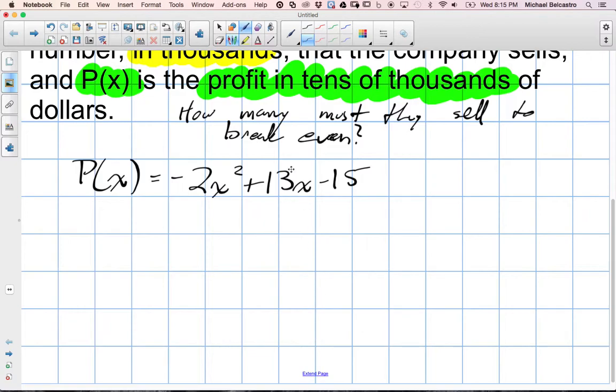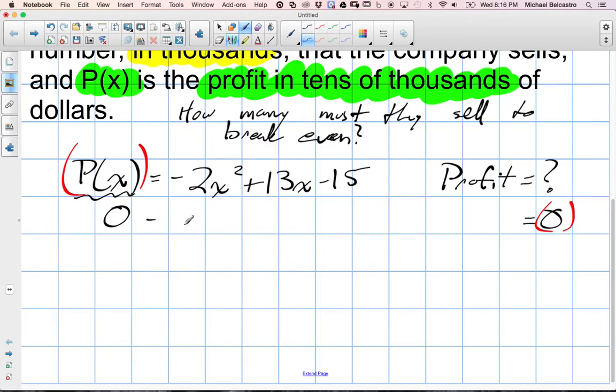Okay. Well, break even, we have to figure out what that means in terms of profit. That's a business term. How much profit does a company make if they break even? Do you know what profit they would make? Is that when it's 0? This one is 0, okay? So profit is equal to 0 at that point. And since P at X represents our profit, we're going to replace P at X with the number 0. So 0 is equal to negative 2x squared plus 13x minus 15.